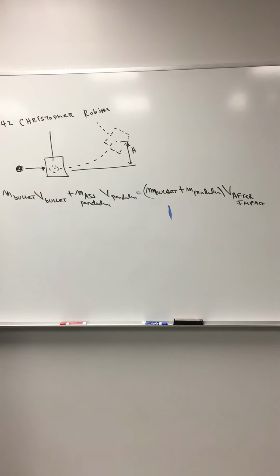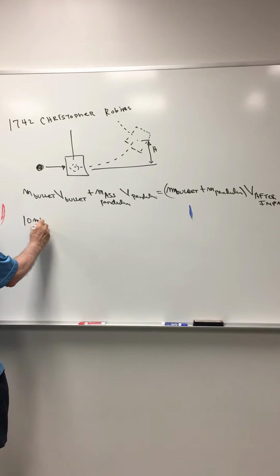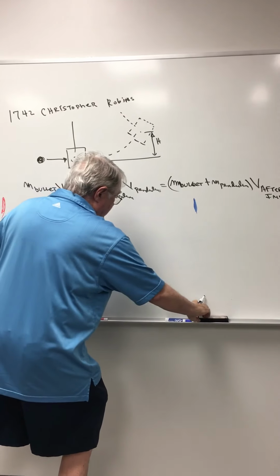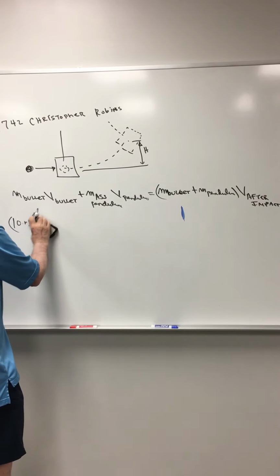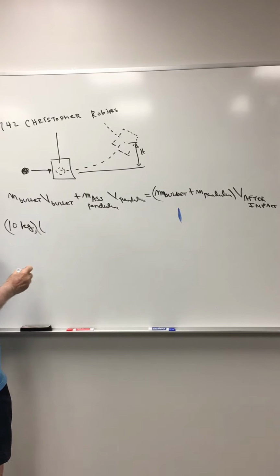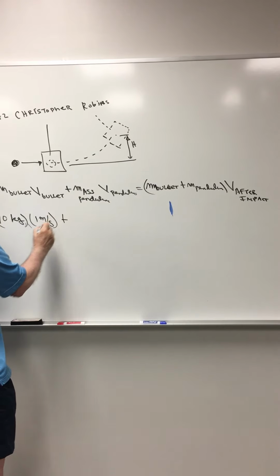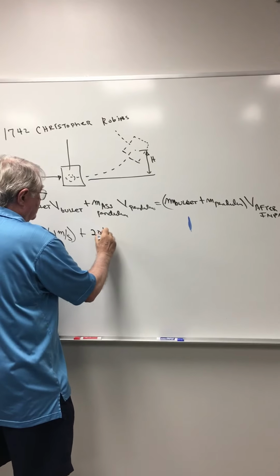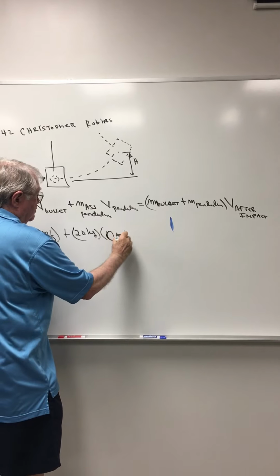For example, the velocity of the bullet might be 10 meters per second, and the mass of the bullet might be 10 kilograms. And the velocity of the pendulum might be 1 meter per second. The mass of the pendulum might be 20 kilograms. But initially it's not moving, so its initial speed is 0 meters per second.